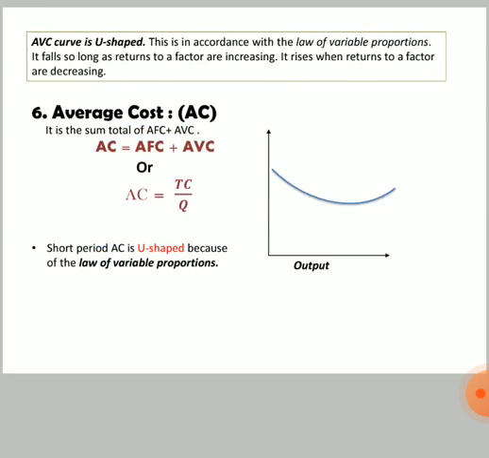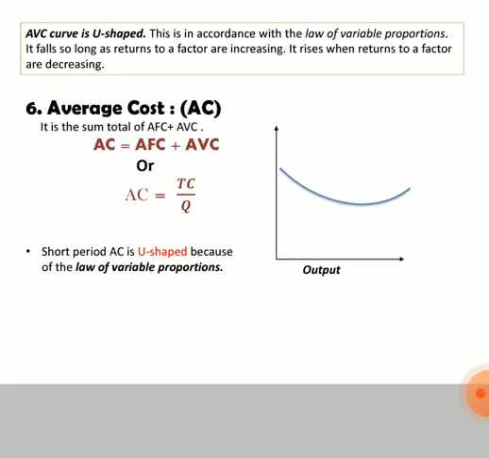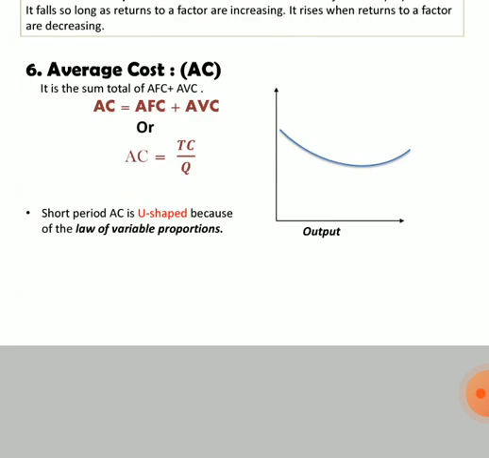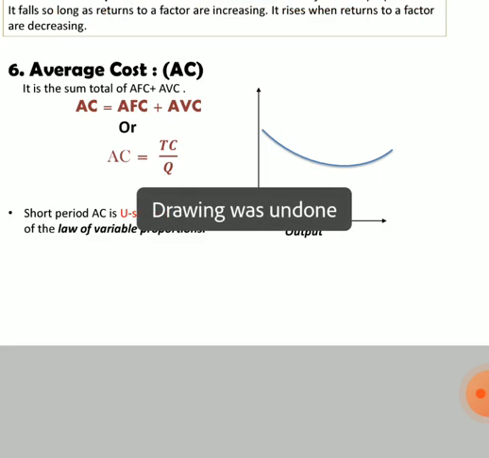Now you can see here the reason why it is U shaped. The average variable cost is U shaped. This is in accordance with the law of variable proportion. This is the reason for having the U-shaped AVC.